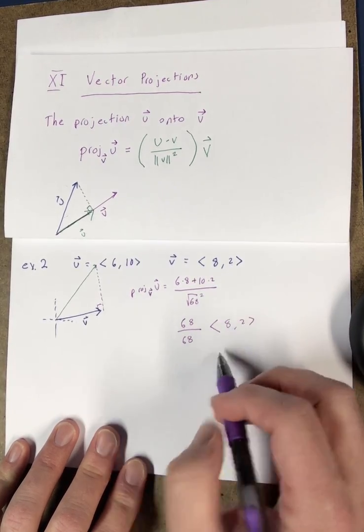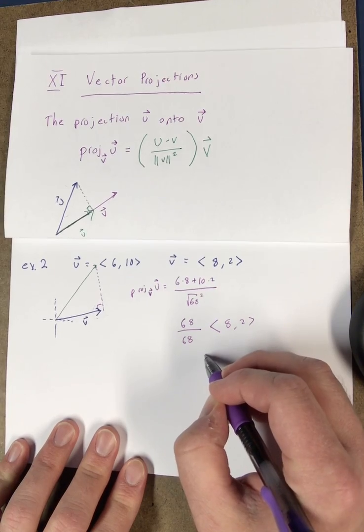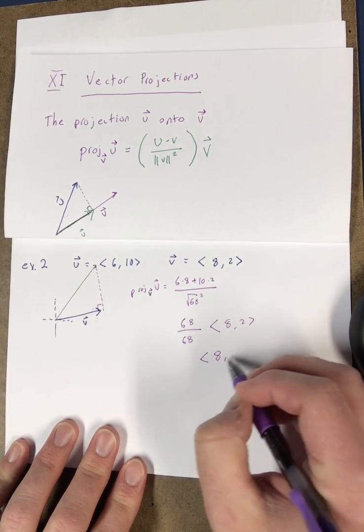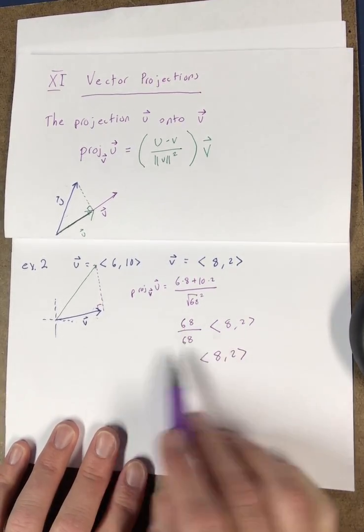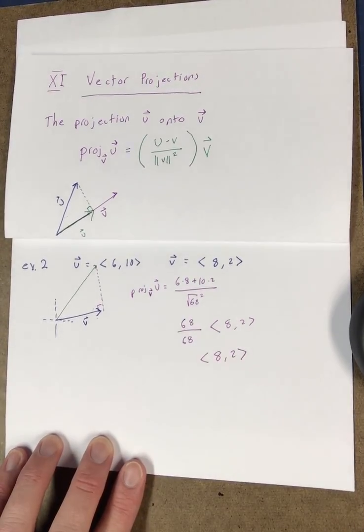So it turns out in this case that I was pretty accurate with that. It ends up actually being vector v itself, (8, 2). It will not always work out like that, but whatever this was, you just multiply it to both of those components.